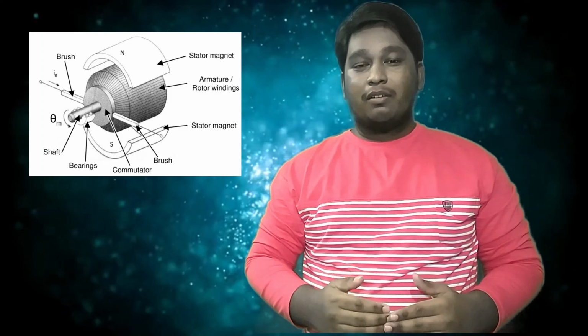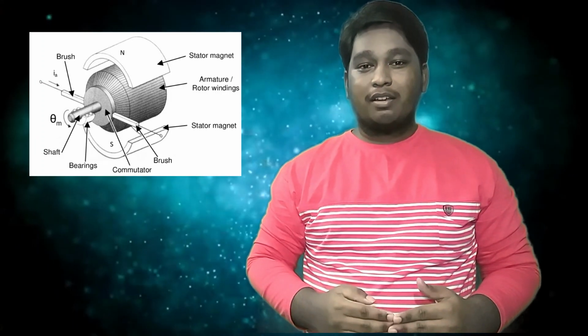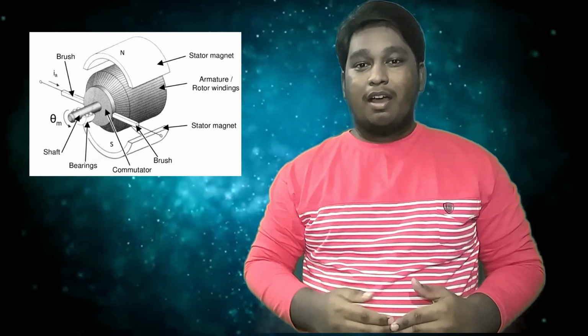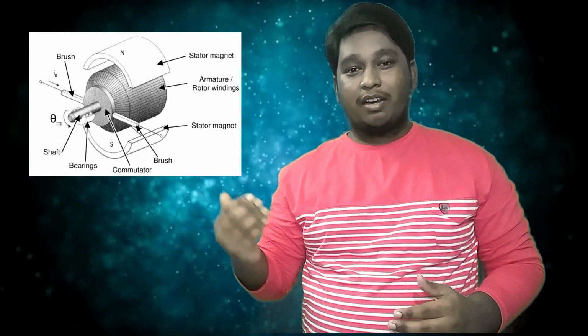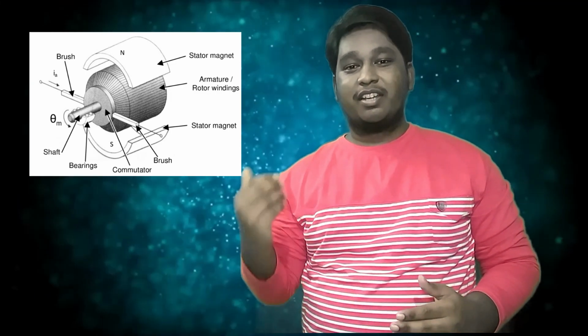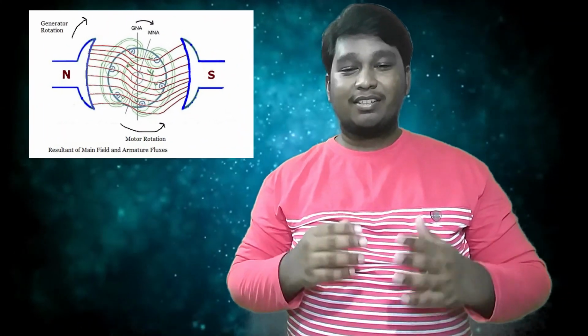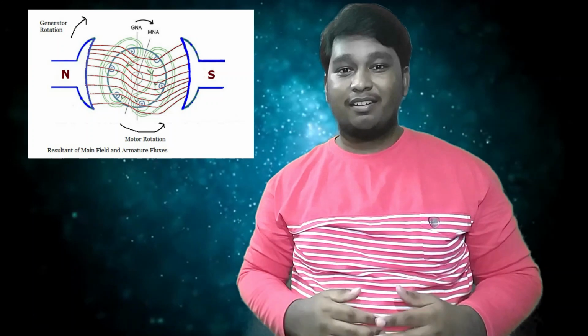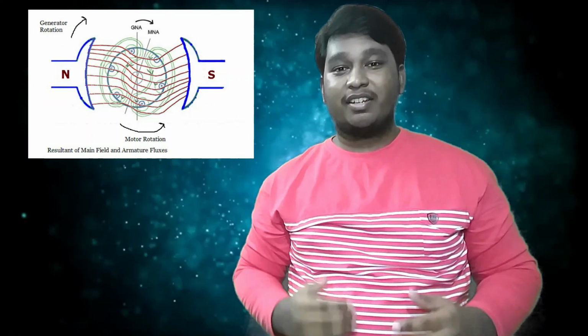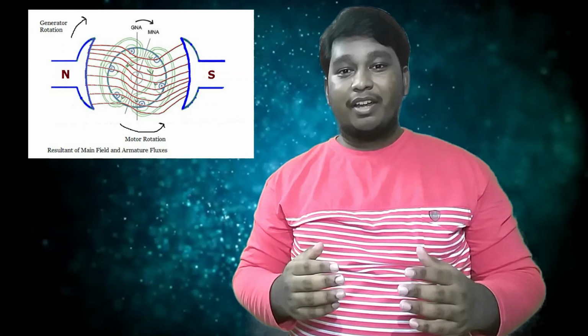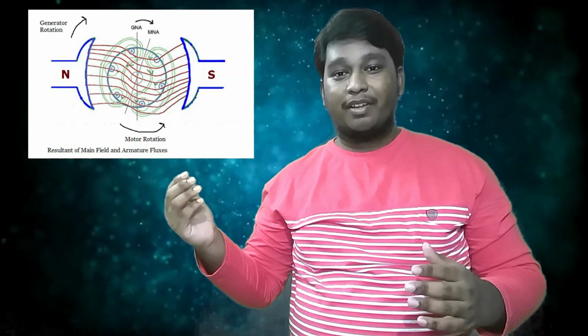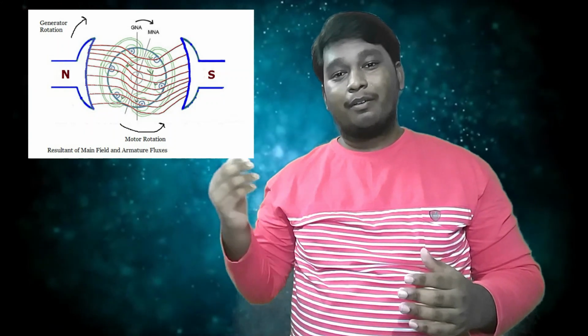For every motor, we have two components. Those are stator and rotor. Armature winding is placed in the rotor and field winding is placed in the stator. When the power supply is given to the motor, some of the current travels towards the rotor and some of the current travels towards the stator. Then two fluxes are generated. Armature winding produces armature flux, field winding produces main field flux.